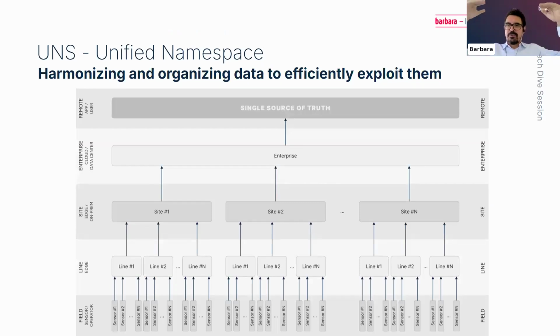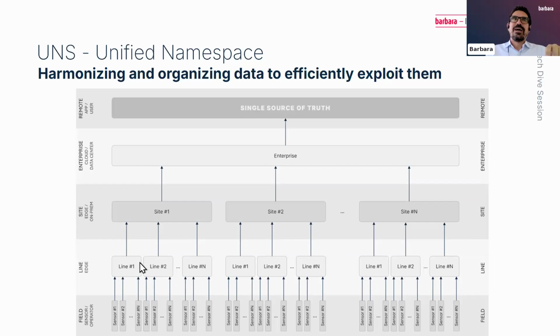We have different levels as you can see. We have the field level on the lower level, with different sensors and machines publishing data. Those are data sources that are normally located on the field level. In the next level, we have the line level. We are simulating here a food and beverage plant, so that is why we have this line level and site level. We are simulating a production line.